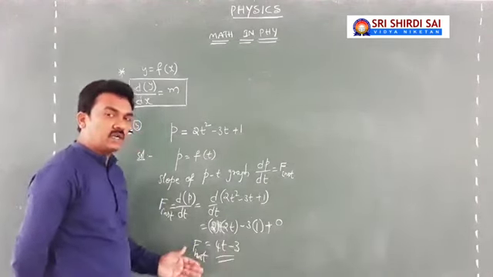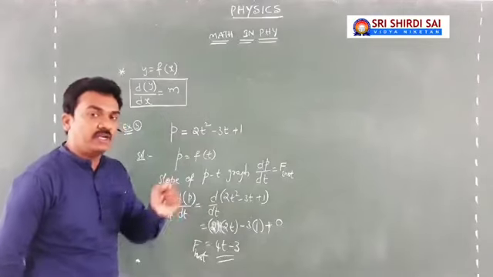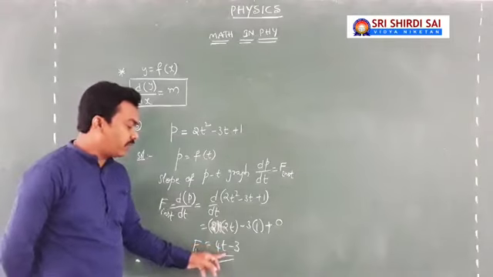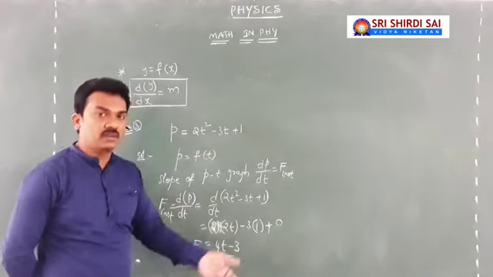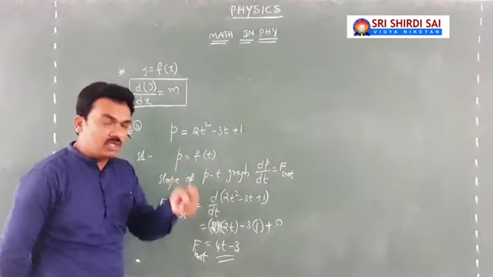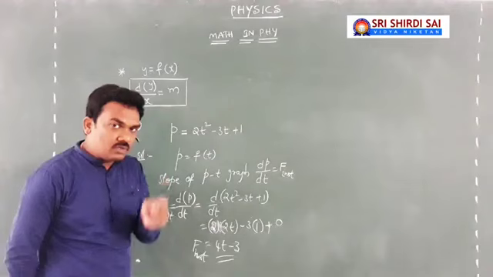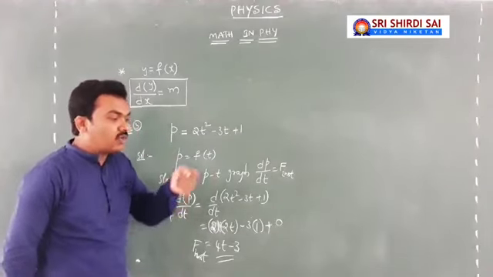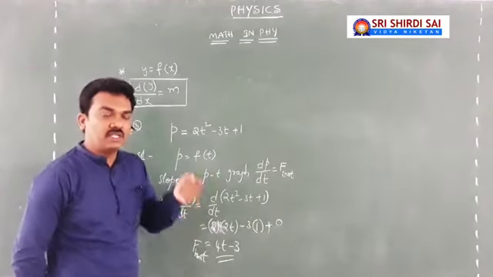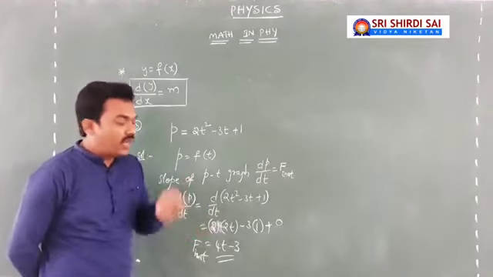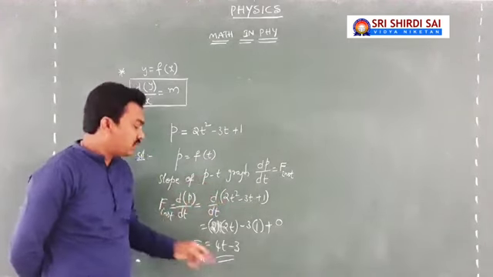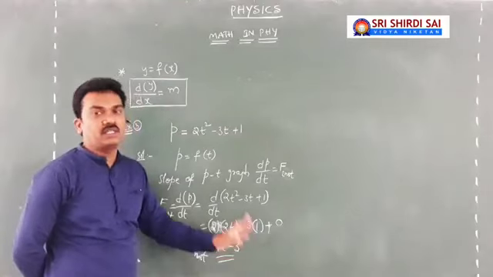If you wish to know the force acting on the body at t equal to 1.5 seconds, at that particular instant of time, then 4 into 1.5, 6 minus 3, 3 Newton. If you wish to know the force acting on the body at t equal to 0, the moment you start your observation is taken as t equal to 0, because t is for a time interval. So at the moment you start your observation, t equal to 0, then 4 into 0 minus 3, which is minus 3 Newton.